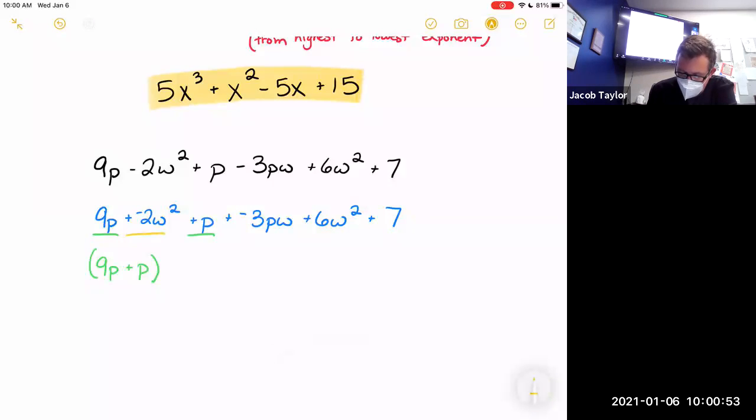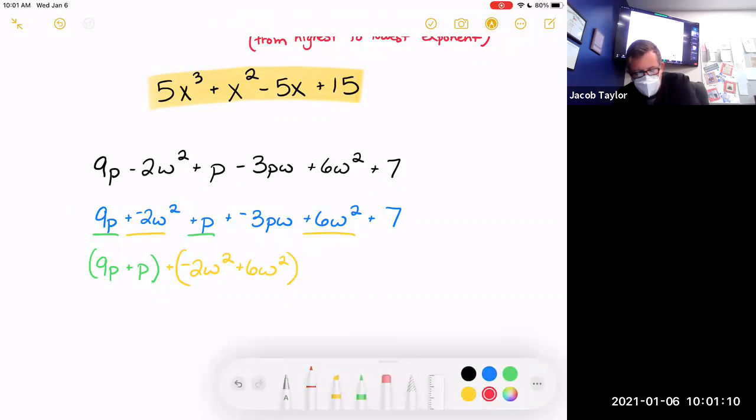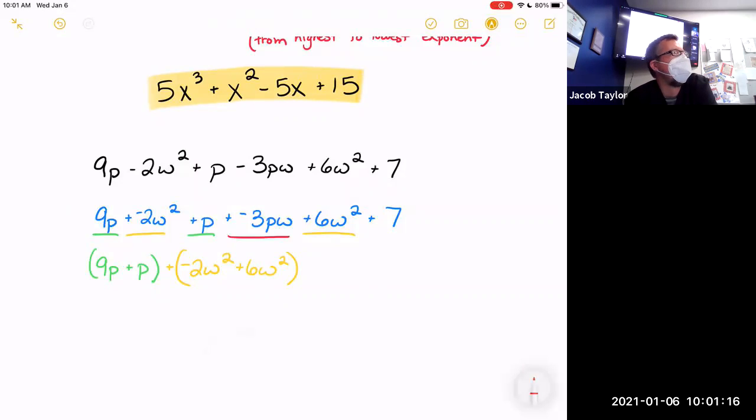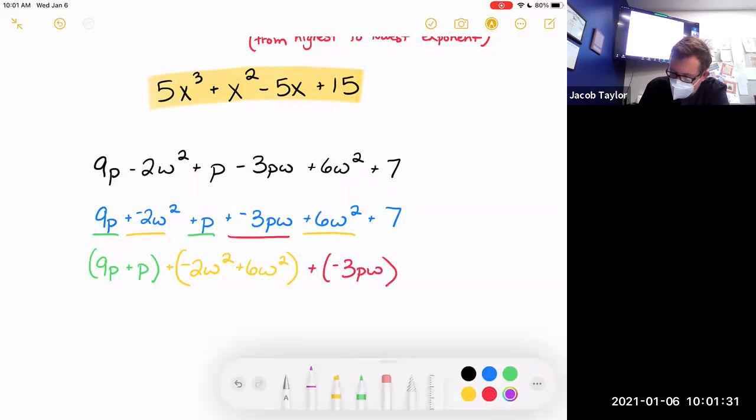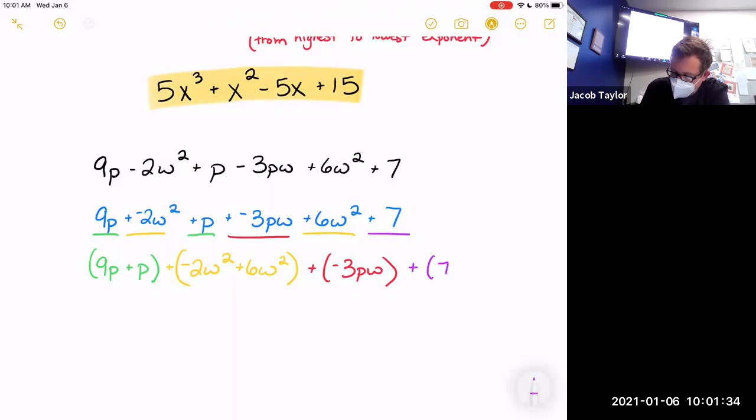Okay, next was the negative 2w squared. We're getting there. Negative 2w squared. And we've also got this 6w squared. Shelby's question, she's very worried about this poor guy left out in the cold, the negative 3pw, who doesn't have any like terms. Remember, they have to have the same variables. There's nothing else in this problem that has a p and a w in the same term. So that's just going to be plus negative 3pw all by myself. And then plus 7, same thing, poor fella.